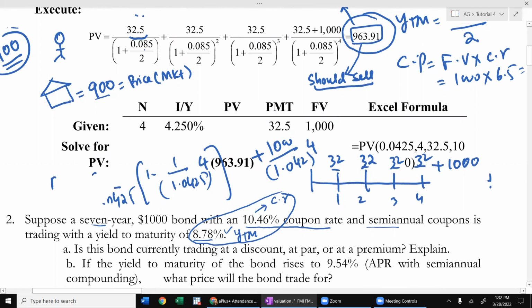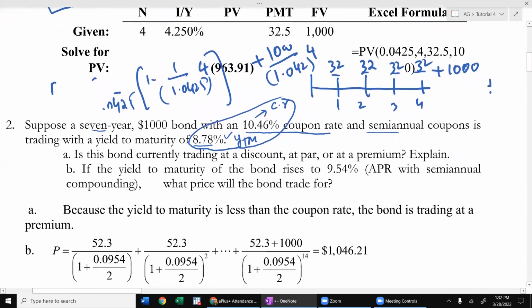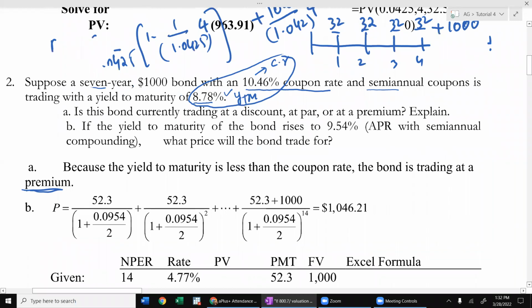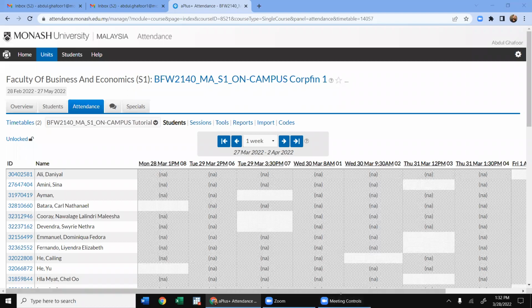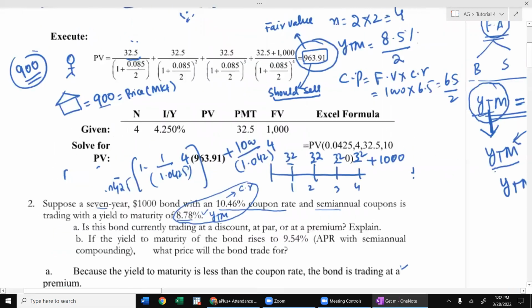Premium, because our YTM, the market interest, is lower than what this bond is offering. So that's why this bond should be selling at premium. So that's why our first answer is that this bond should be trading at premium. Okay. So just to confirm, you can also do the calculation. In this question, they did not do the calculation, but if you want to, you can do, since in the second part, we wanted the calculations. In the second part, we need to do the calculation.